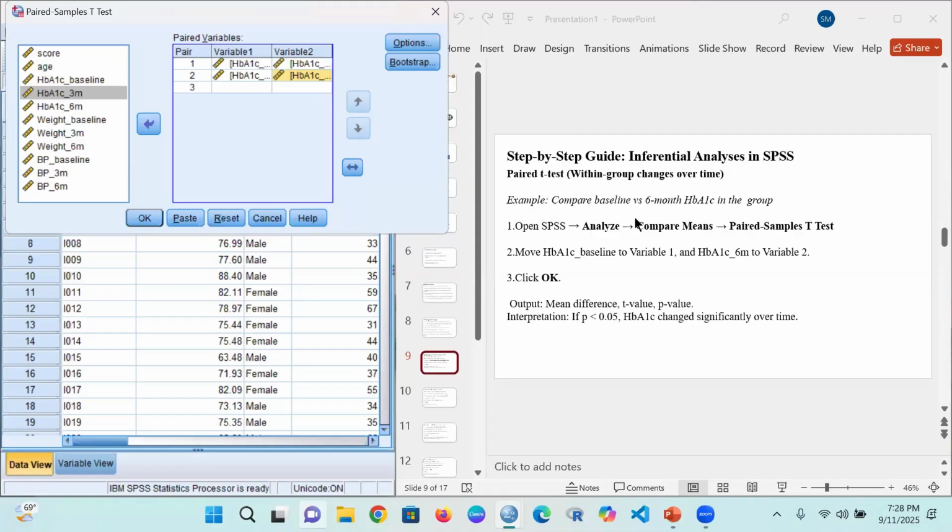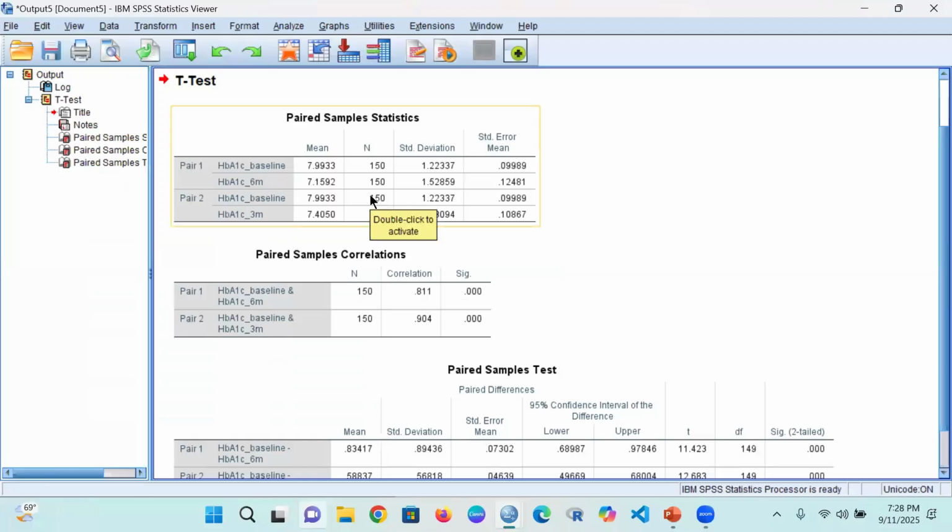And then you go back. You load the HbA1c the first time the patient came. Then you load the 3 months. So that's the data we want to compare in this analysis. After that, you press OK so that SPSS can analyze your data. After pressing that, you can see the output, what I have been given, what SPSS has analyzed for me.